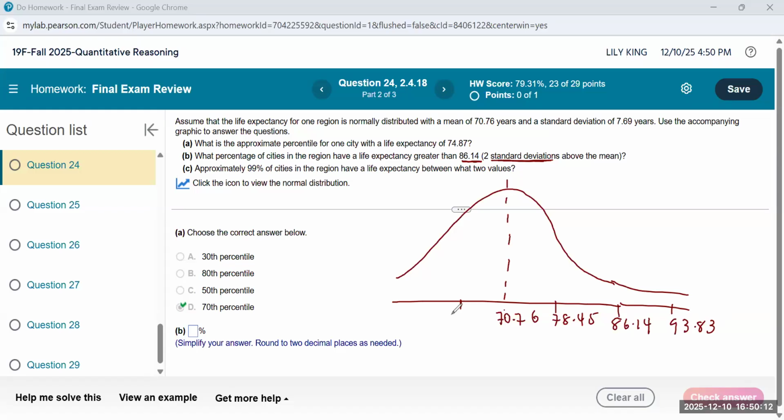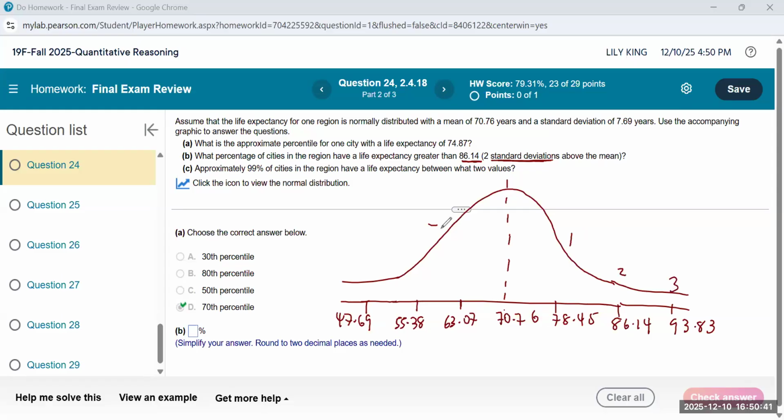So I have 63.07. For 2 deviations below the mean, I subtract 7.69 from 63.07, giving me 55.38. And for 3 deviations below the mean, I subtract 7.69 from 55.38, giving me 47.69.